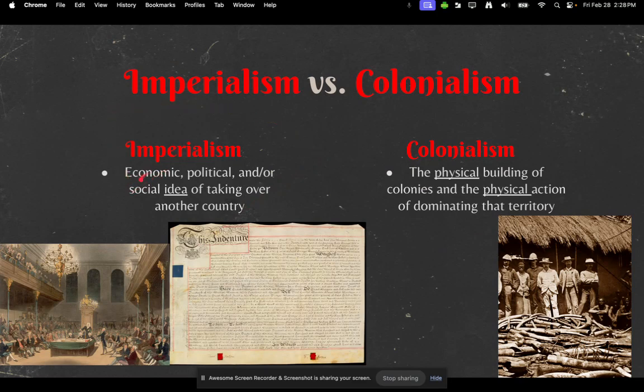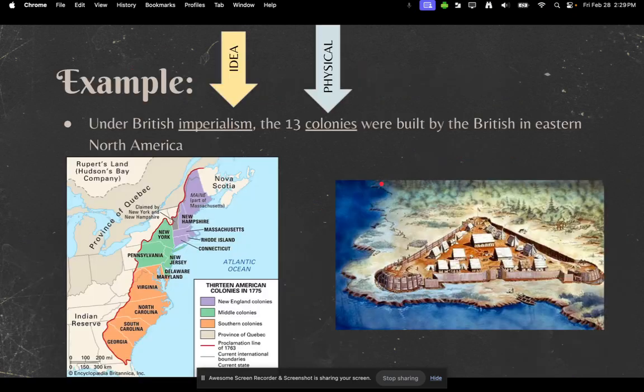Imperialism is the economic, political, and/or social idea of taking over another country. Colonialism is the physical building of colonies and the physical action of dominating that territory. So imperialism is more the idea of it, as colonialism is the physical part of it. So, for example, under British imperialism, the 13 colonies were built by the British in Eastern North America. So, imperialism, that's the idea. Colonies or colonialism, that's the physical part of it.